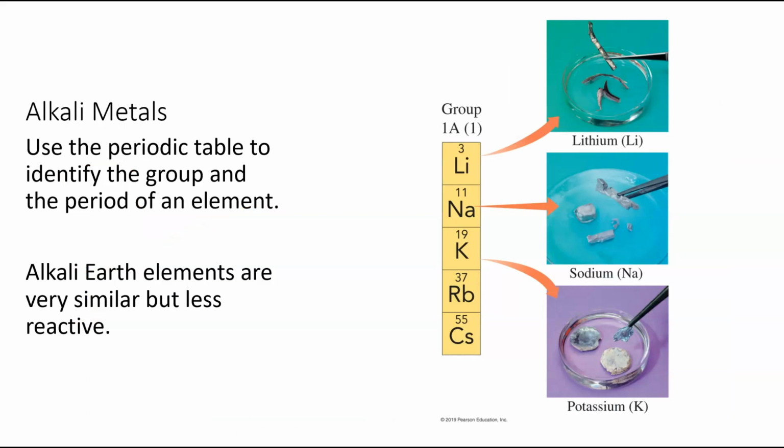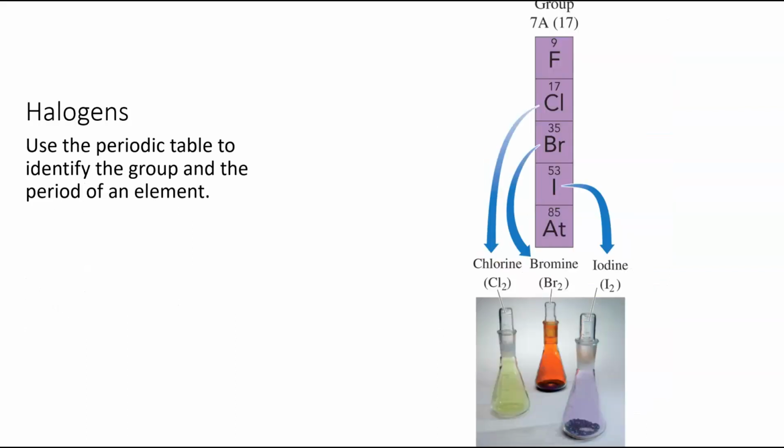Alkali metals are highly reactive metals. They are in Group 1A. Alkaline earth metals are similar, but they're a little bit less reactive. Halogens, Group 7A. Some of these are gases, liquids, solids. They're very different from the metals.